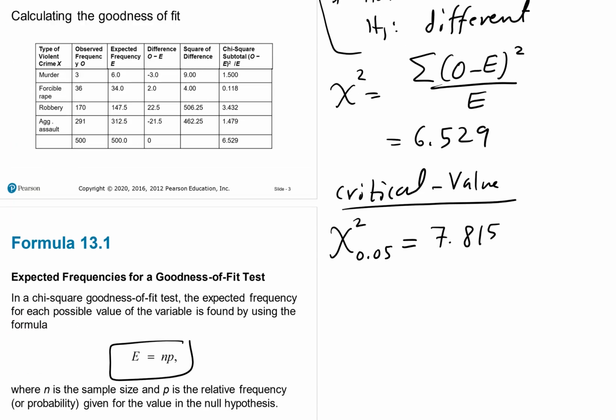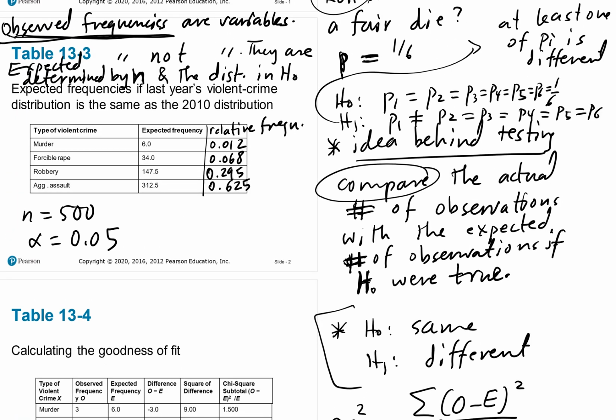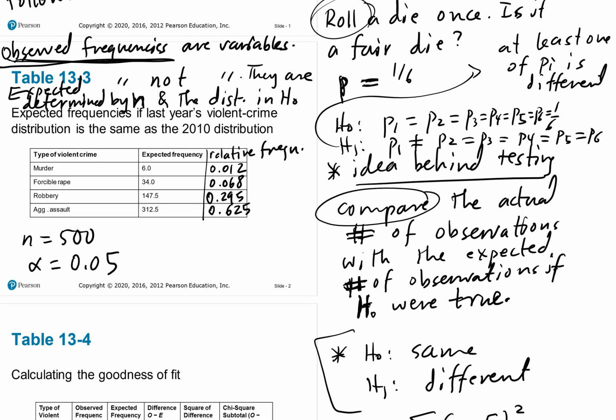So let's look at this example. In this table, we have 500 people, the sample size. They found back in 2010 the type of violent crime and the expected frequency. Those are given for us. The murder was expected frequency 6, and so on. That's a total of 500 if you add them up. Given alpha, the level of significance, 0.05 or 5%.